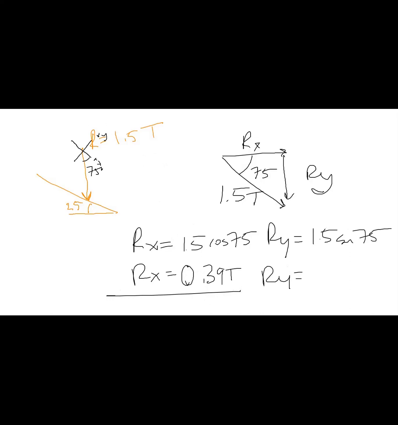What's 75 plus 25, team? 100. What are we trying to get to? 90. So this is a 65-degree angle. Sorry about that. 65.